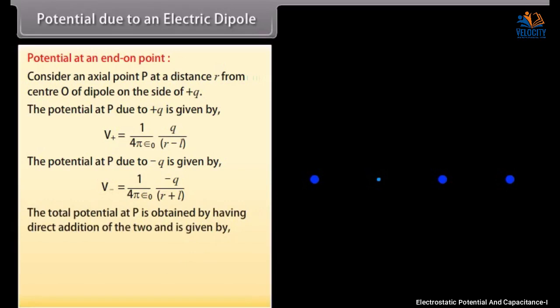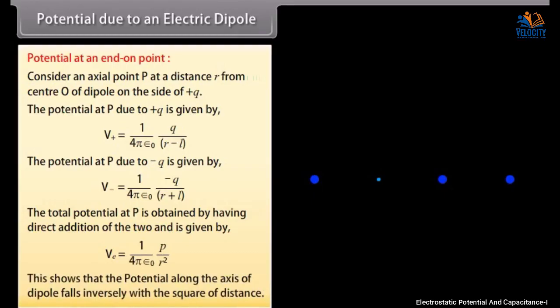The total potential at P is obtained by direct addition of the two and is given by V_E equals 1 upon 4 pi epsilon naught multiplied by p upon r square. This shows that the potential along the axis of dipole falls inversely with the square of distance.